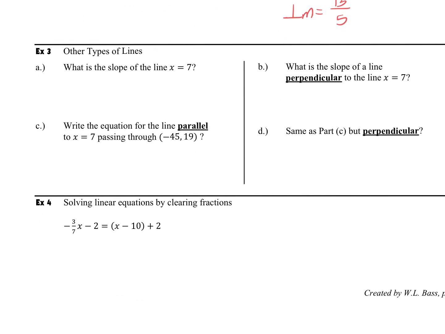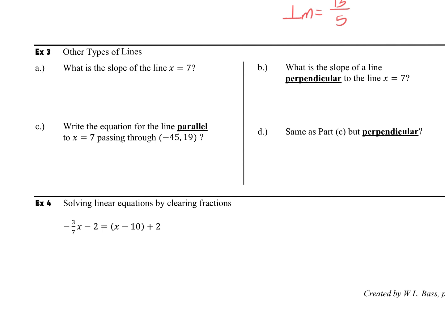The other kinds of lines we want to look at are the vertical and horizontal lines, and that's what this next section is going to look at. Students often struggle with these. So the first thing that we want to think about is what is the slope of a line that is the equation x equals 7.